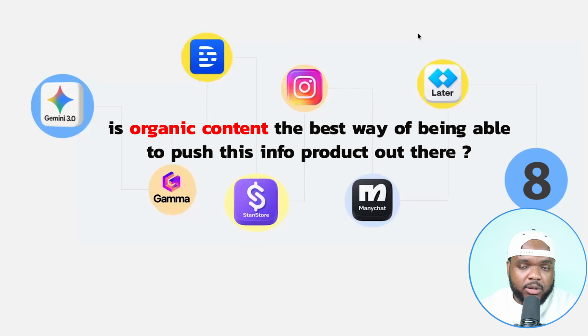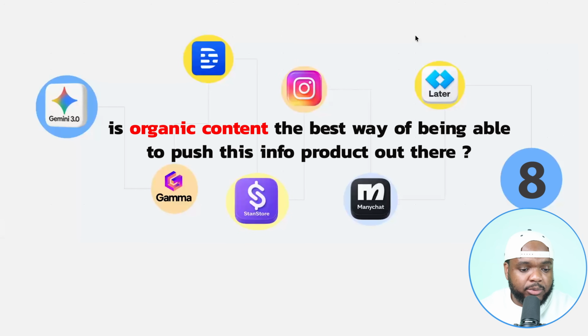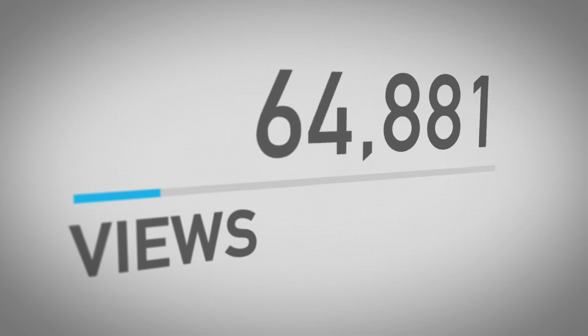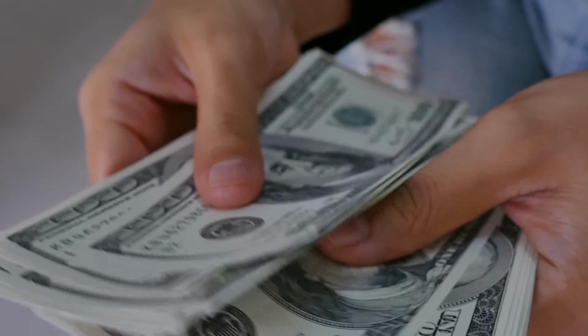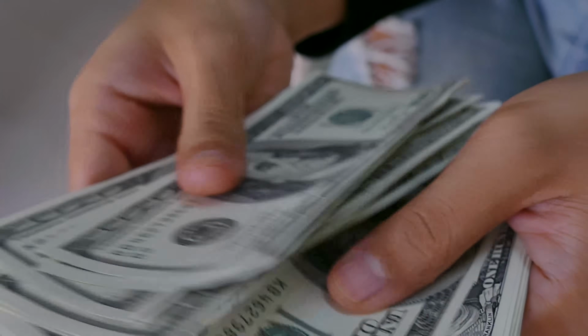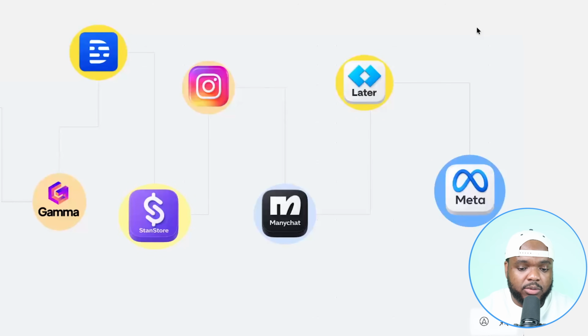But most of you right now are probably thinking, Sam, is organic content the best way of being able to push this info product out there, or any type of digital product that I'm thinking about building and launching? And I would say initially, yes, you want to focus on just organic content. But if you did have some sort of a budget and you wanted to take things to the next level, I would recommend looking into meta ads.